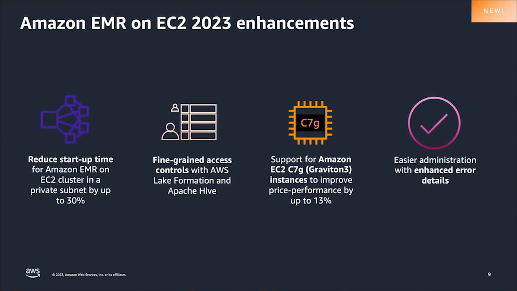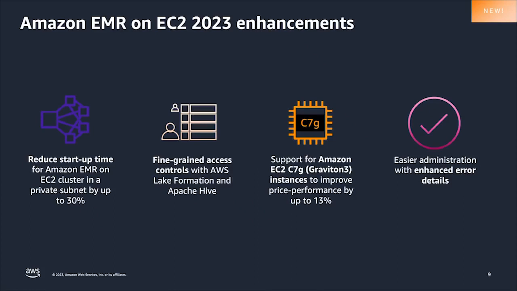Basically, for 2023 in Amazon EMR on EC2, we have had so many enhancements. Number one is you can launch your cluster in a private subnet. By launching the cluster in a private subnet, you can now save almost 30% of startup time in running those EMR clusters. It is very good in terms of transient clusters. When you're using a transient cluster, you need very little time to start your cluster.